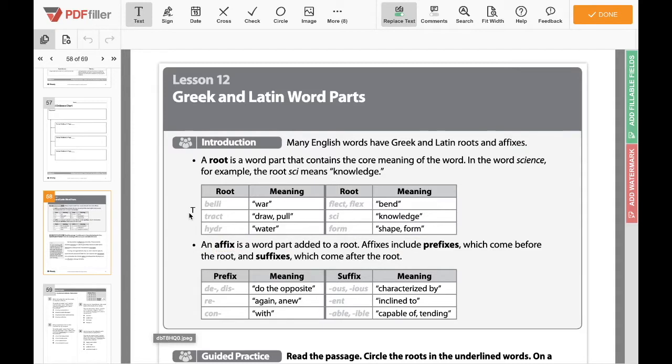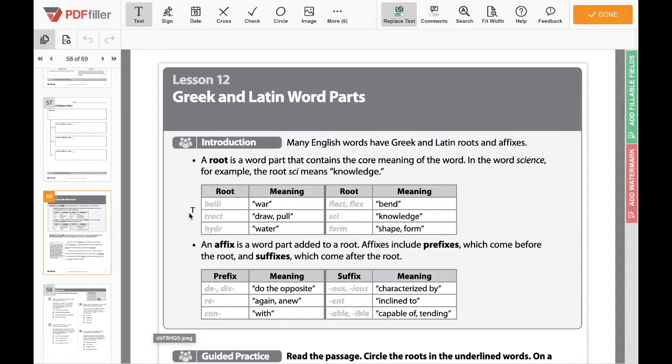So the other words they have are flect or flex, which is bend. Psi, we already talked about, means knowledge. And then form means shape or form. So if you look at, those are roots. So again, that's the main meaning of the word. In a root, I should add, a root doesn't have to come specifically at the beginning or the end of the word. It can even come in the middle of the word. So it can come anywhere in the word. It doesn't have to be at the beginning or the end.